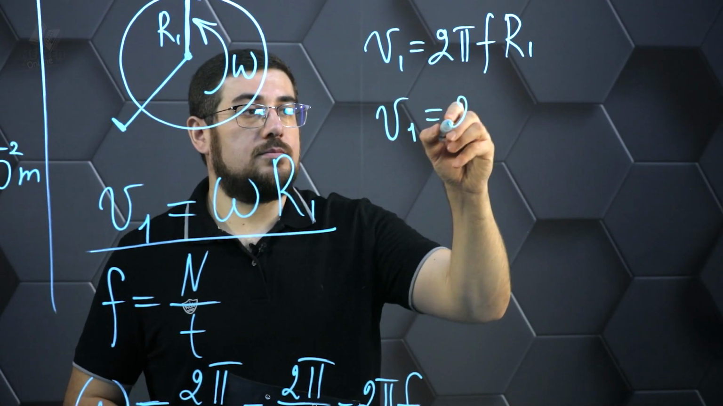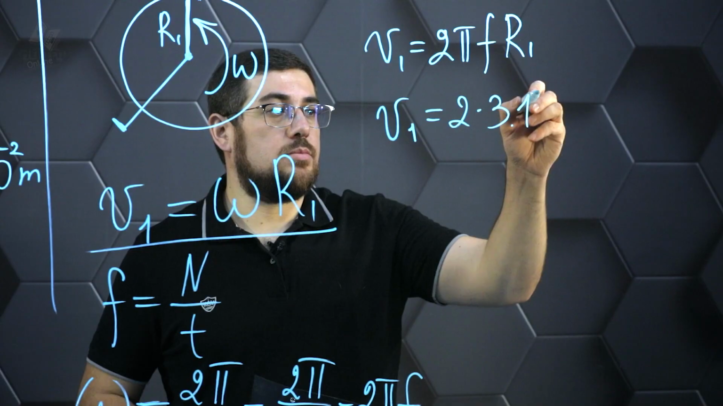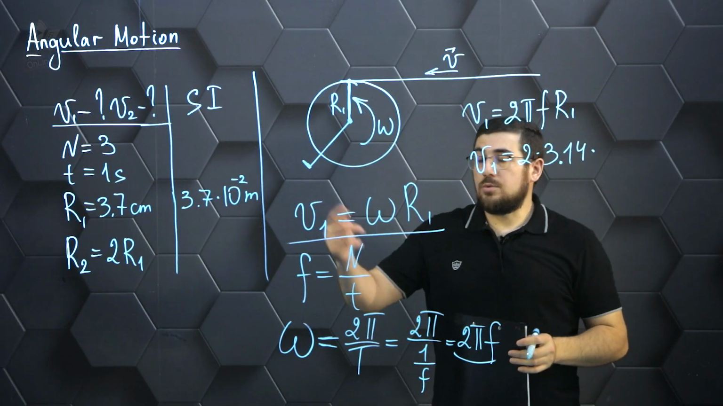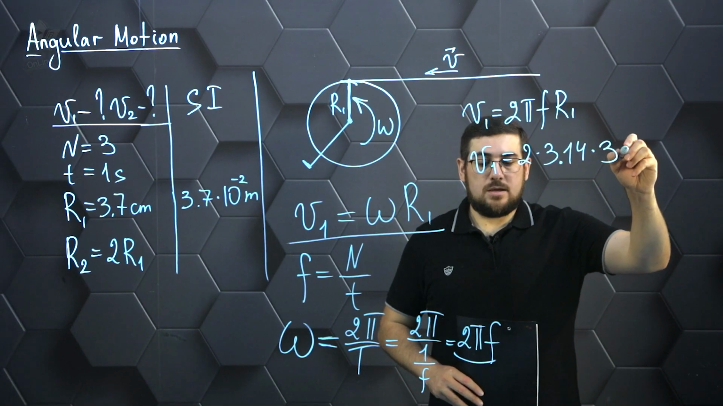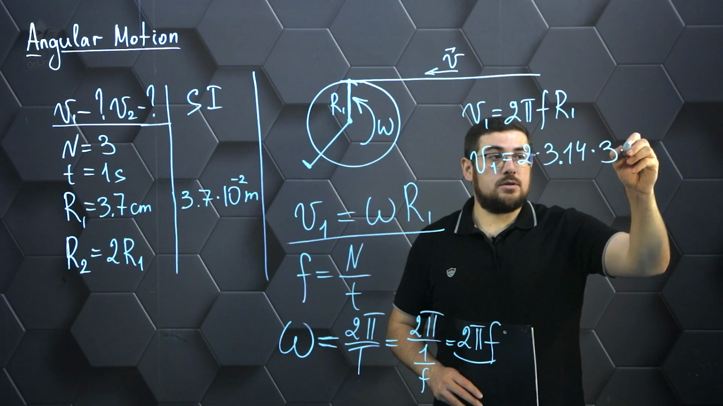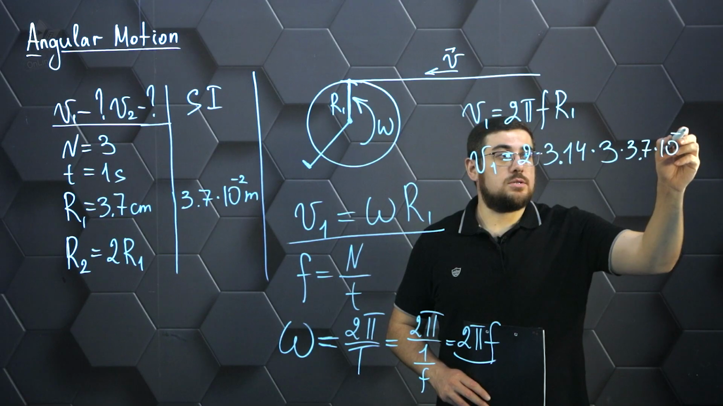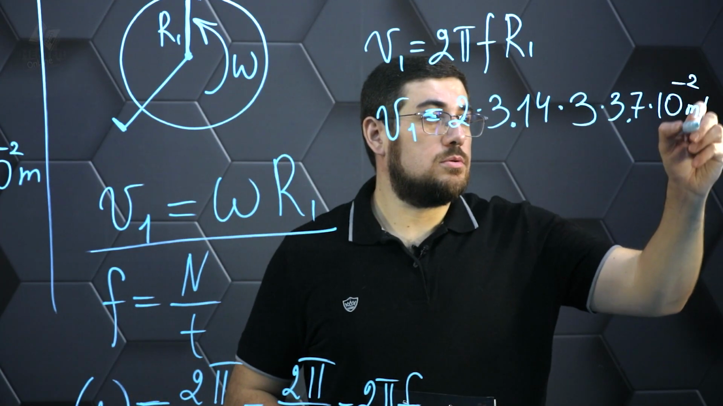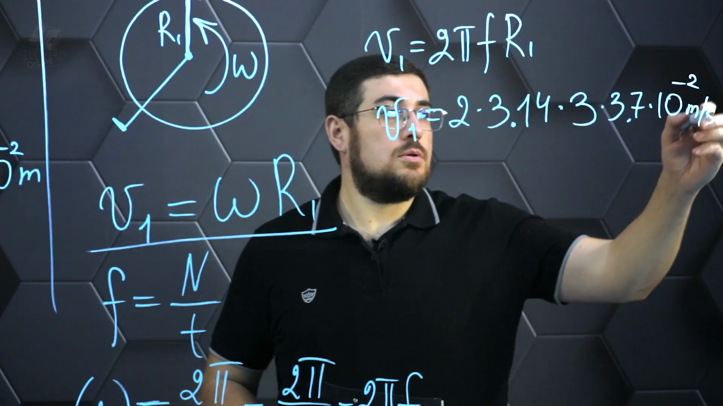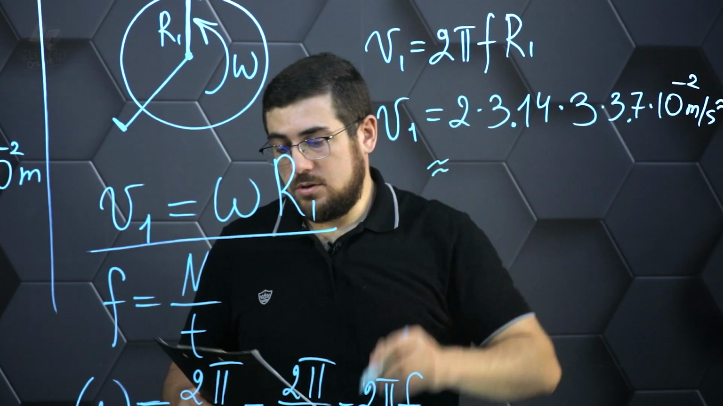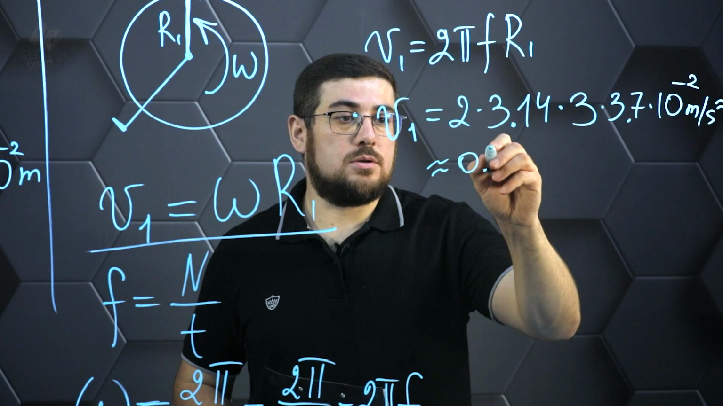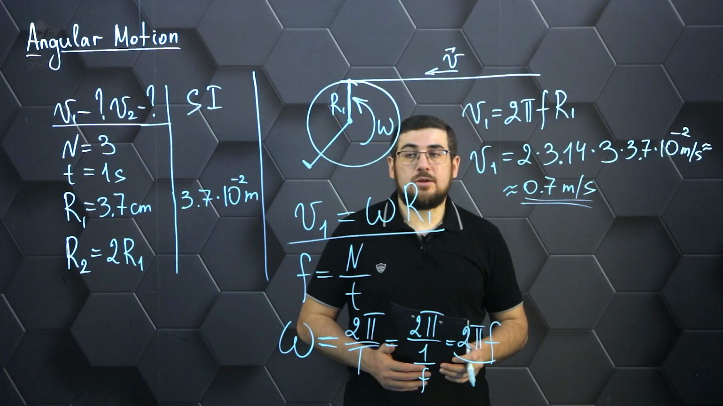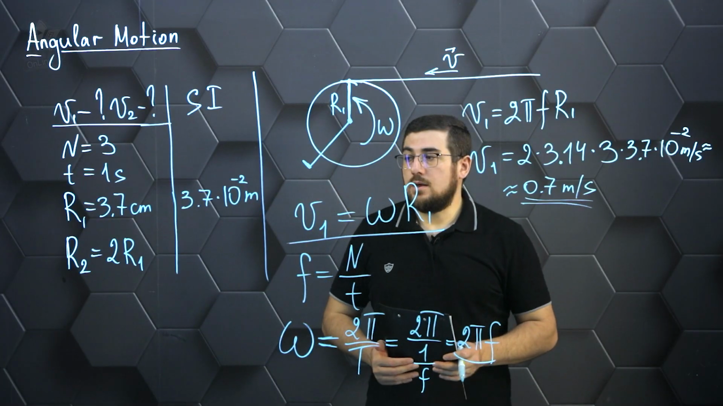Let's do the calculation. We have π equal to 3.14. The frequency is 3 divided by 1, that is 3 revolutions per second, and the radius of the coil is 3.7 times 10 to the minus 2. We put all the data in SI, so the dimension here is meters per second. And we get a velocity of about 0.7 meters per second. That's the speed at which the line will be spooled onto this reel.